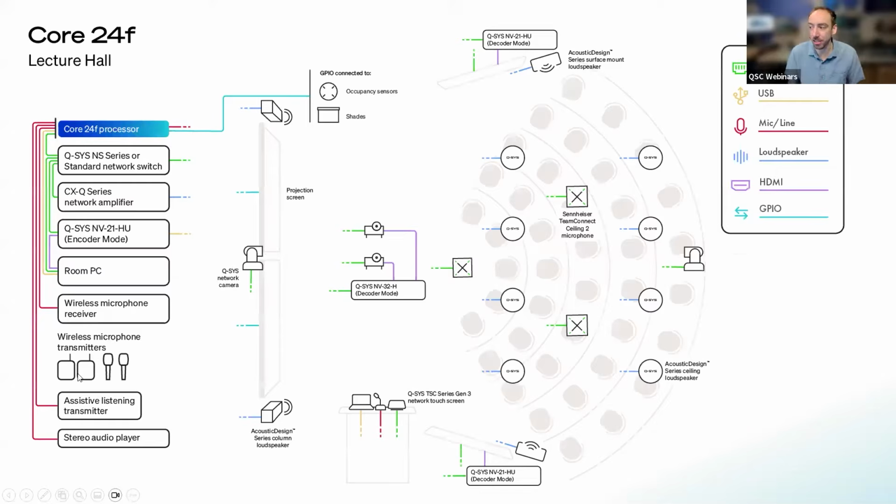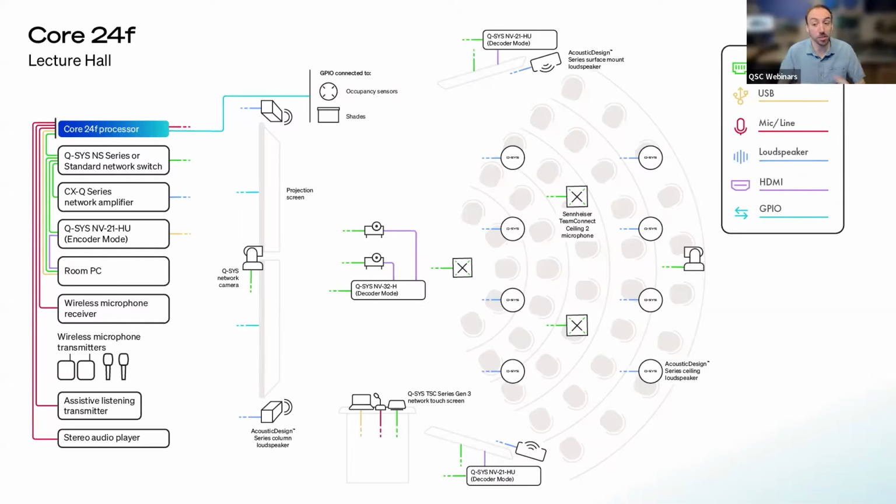And where this fits into a design, that medium space, like a lecture hall, that's a big space when you talk about I/O and peripherals that are going in there. So just to take a quick look at a line diagram here, I've got a Core 24 in the network rack, as well as an NS series switch, CXQ amplifier, some NV21, as well as a UC connected PC. So I'll answer the question about 110F in just a moment. I'll just get through describing this room and the line diagram.